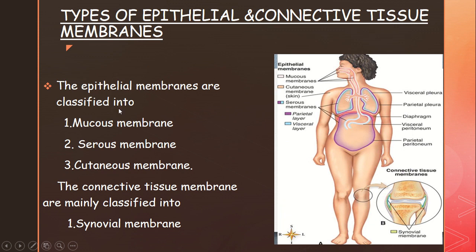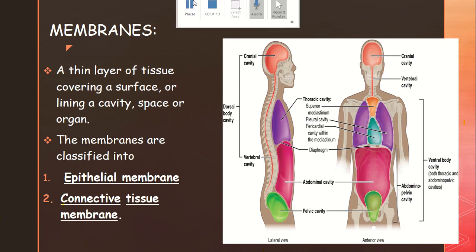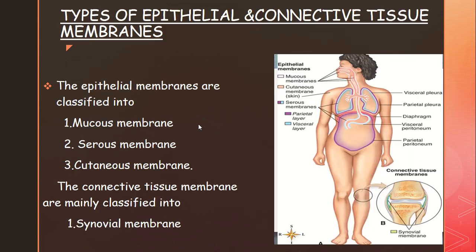The epithelial membranes are classified into mucous membrane, serous membrane and cutaneous membrane. As we have seen in the earlier slide, the epithelial membrane and the connective tissue membrane are the two main types. The epithelial membrane types are the mucous membrane, serous membrane and the cutaneous membrane. These are the three types. And the connective tissue membrane is classified as the synovial membrane.